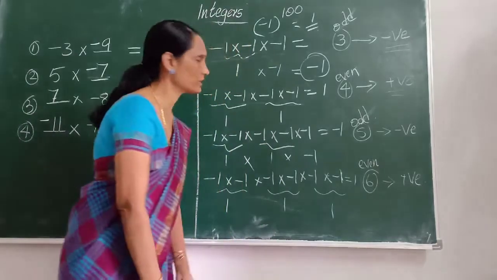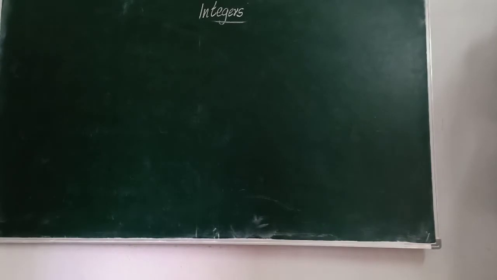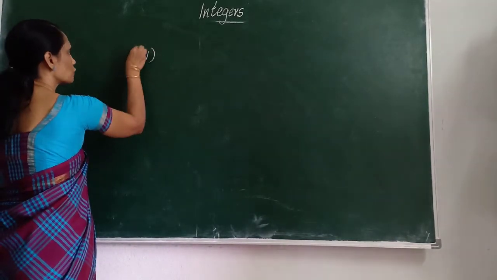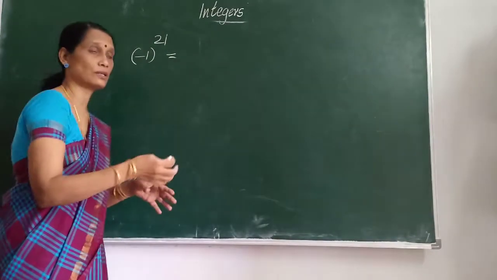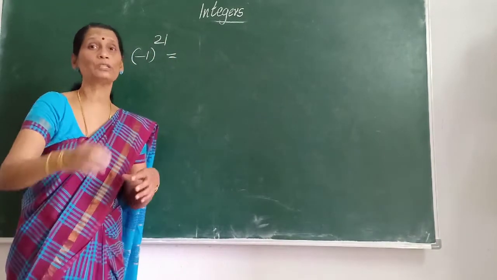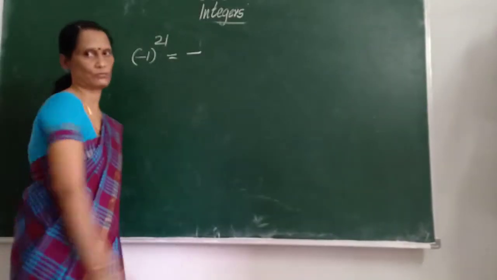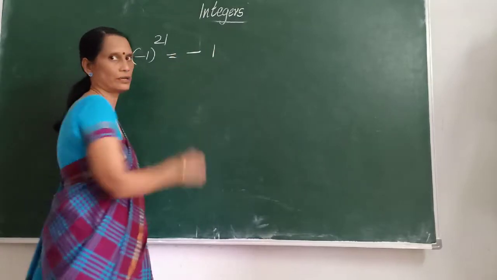Okay, let us also see. Then can you say what is minus 1 power 21? That means minus 1, a negative number, is multiplying 21 times. You know that 21 is an odd number. So you should get the answer as negative. Okay, since 1 is multiplying, you will get 1 only, right?